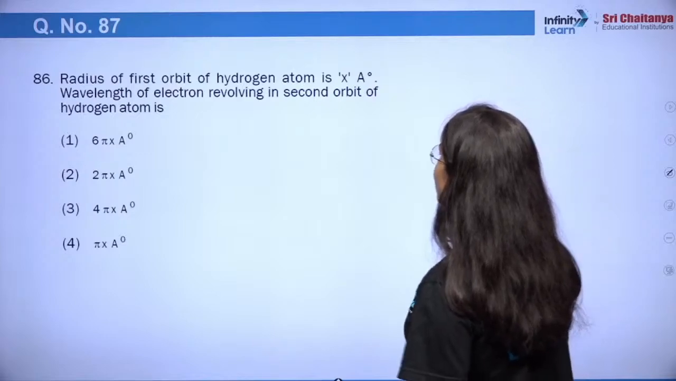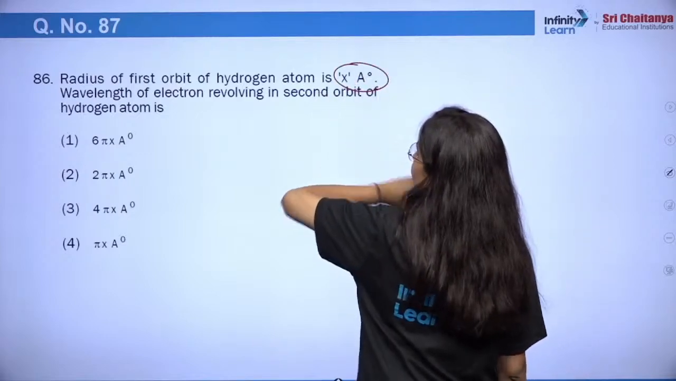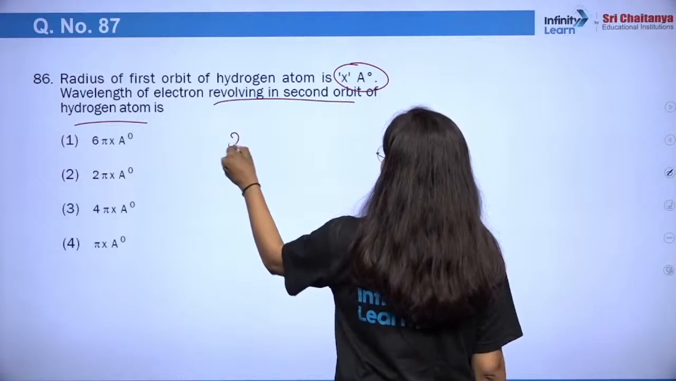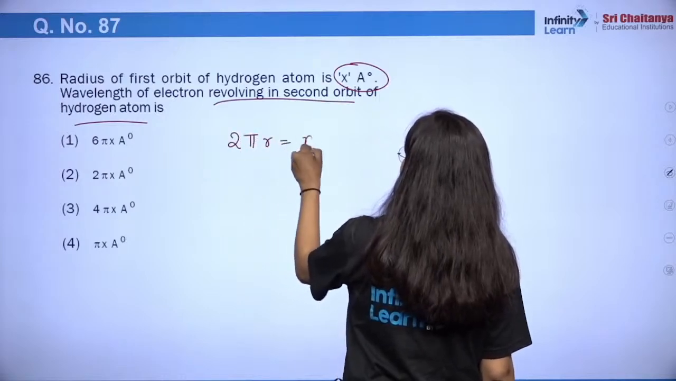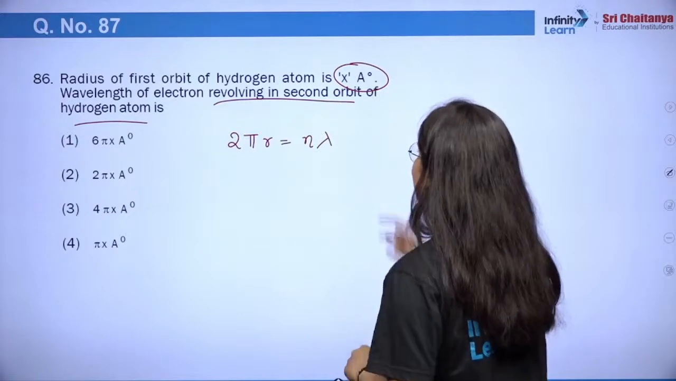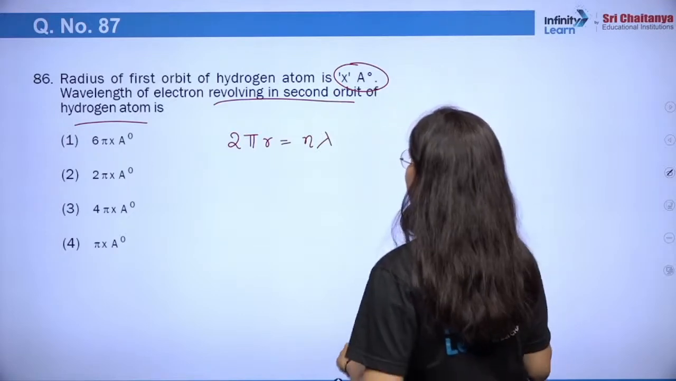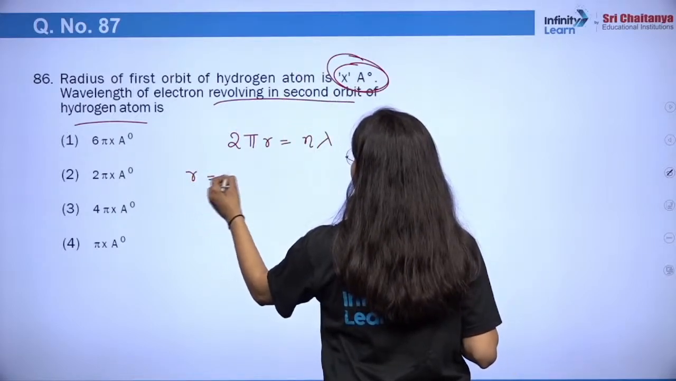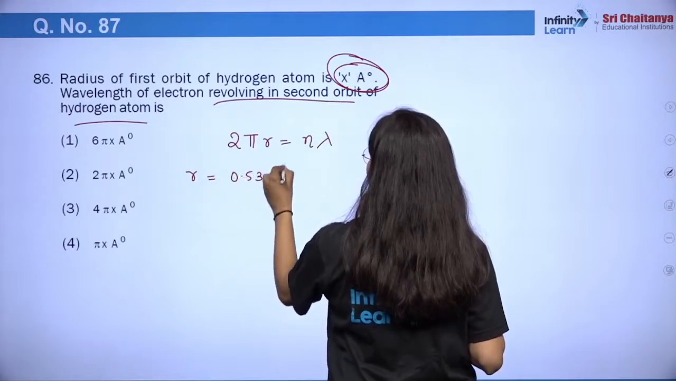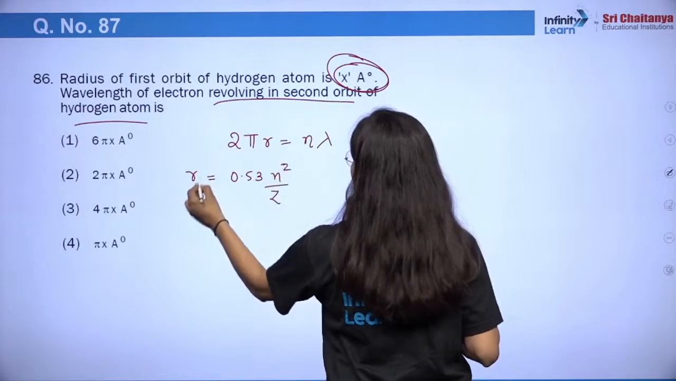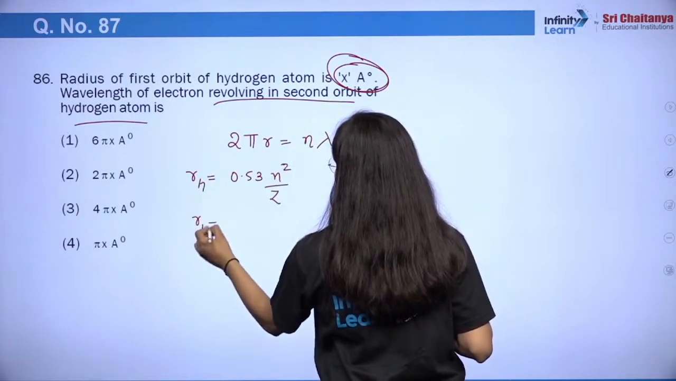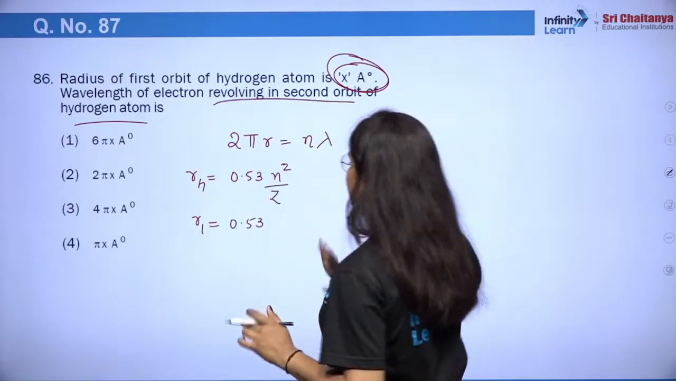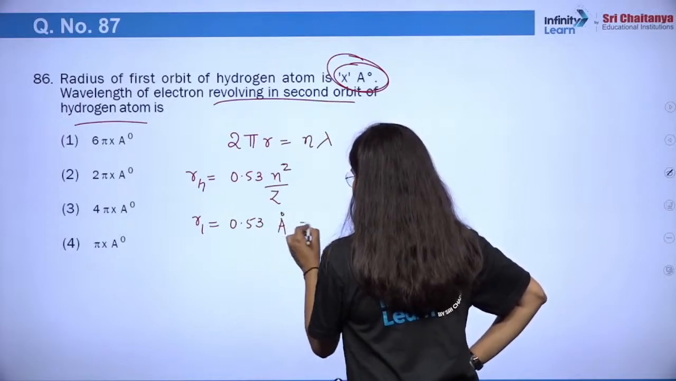Radius of first orbit of hydrogen atom is x angstrom. Wavelength of the electron revolving in second orbit of the hydrogen atom is this. So we know that 2 pi r is equal to n lambda. Right? So I need to calculate the wavelength in second orbit. First orbit radius is given to me. Now what is the formula for radius? It is 0.53 into n square by z. Right? So when I am talking about r, this is Rn, R1 it will be 0.53. For hydrogen atom both will be 1 because n is 1 and z is always 1. So this is the value of R1 which is equal to x here.